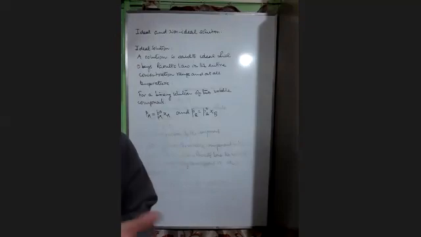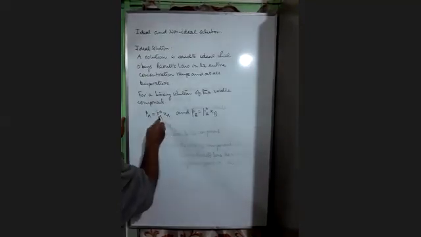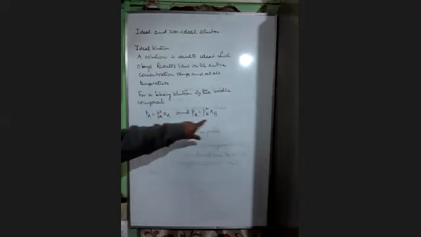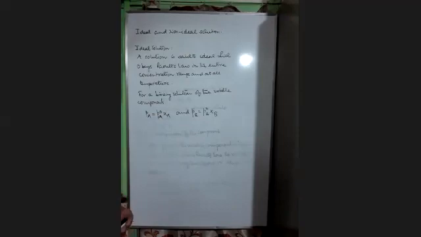Can you repeat again? After the comma, you write PA0 and PB0. See, the 0 is on the top; this is subscript, this is superscript. PA0 and PB0 are the vapor pressure of pure solvent and solute.